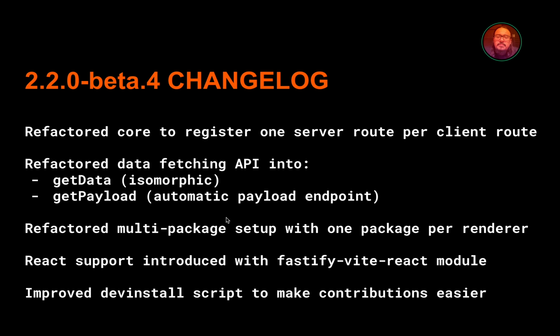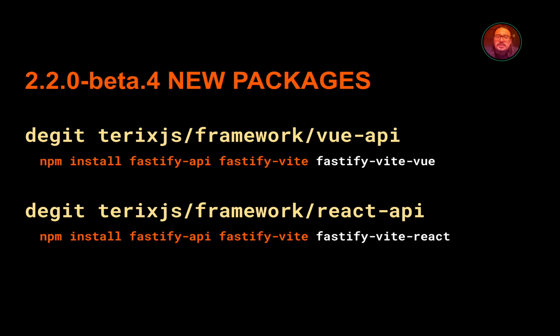And I refactored the setup into a multi-package one, so that's why we now have fastify-vite, fastify-vite-vue, and fastify-vite-react. So these are the new packages. The Terex.js framework repository on GitHub is a convenience repository, just to accommodate the basic boilerplate that uses these packages. So when you do dgit terex.js framework, Vue API or React API, we're going to be using these packages.